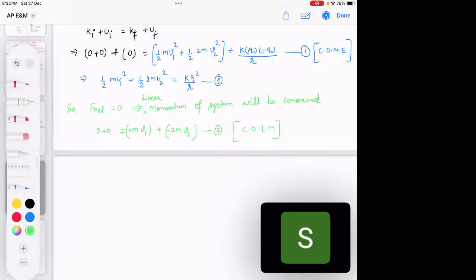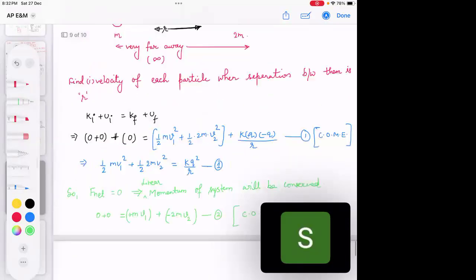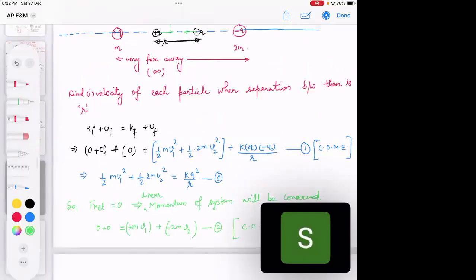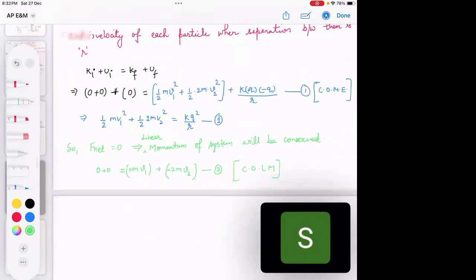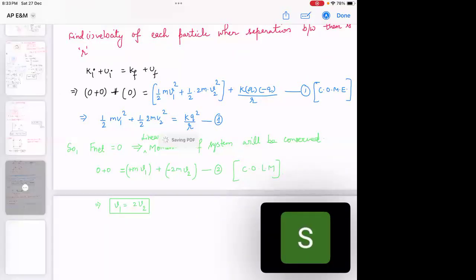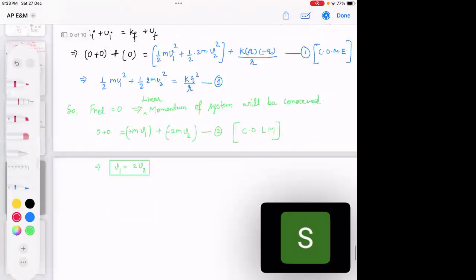Understand? That's why we took this question, so that we will be learning the application of two equations. What are the two equations? One equation is conservation of mechanical energy. The other equation is conservation of linear momentum, right? So if you simplify this equation, am I getting V1 equal to 2V2? After solving equation 2, are we getting V1 equal to 2V2? Now, once we know the V1, V2 relation, we are going to solve our equation further.